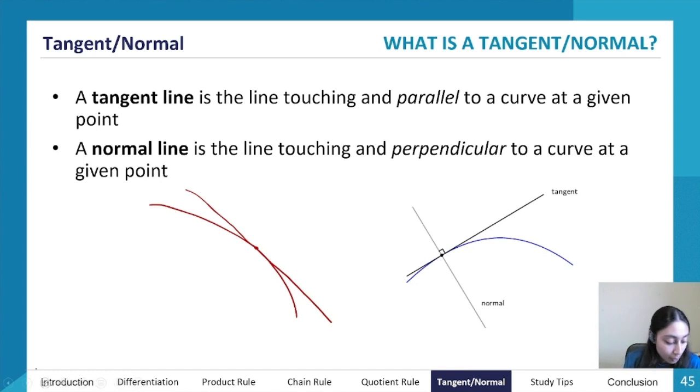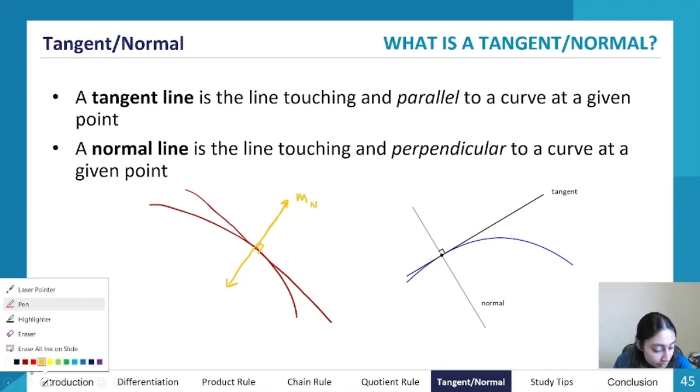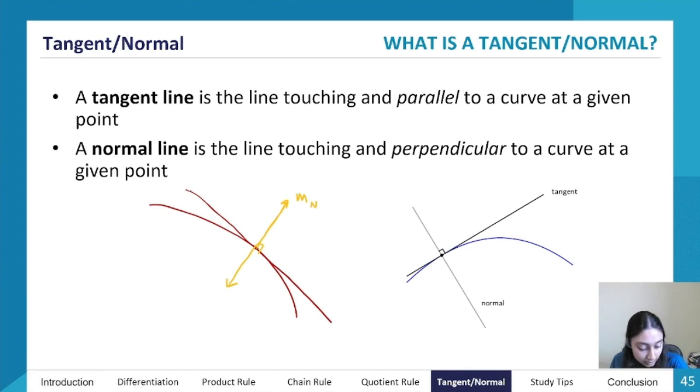Okay? And the normal is pretty much the gradient, except it's perpendicular. So 90 degrees to the tangent. So it looks like this. So you would say that this is the gradient of the normal, and you would say that this is the gradient of the tangent. Okay?